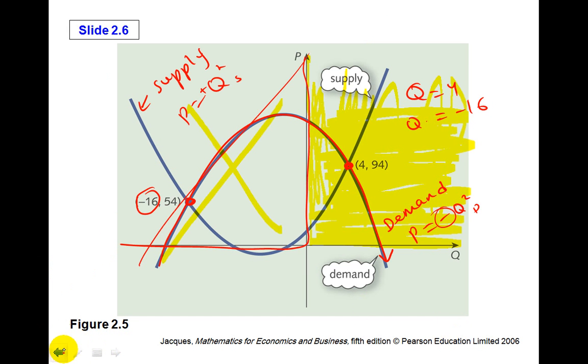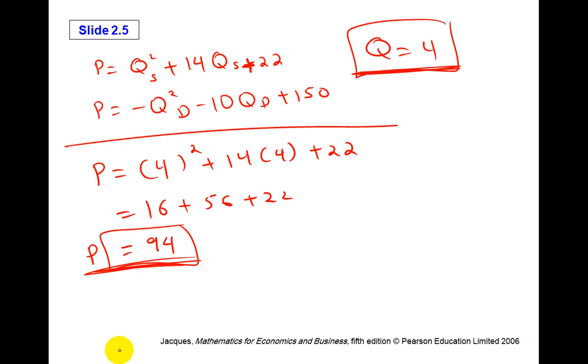Okay, I'll give you one question that I want you to try by yourself. Just find the equilibrium quantity and price, but don't sketch the graph. Here you're not supposed to sketch the graphs. So try this question, please.